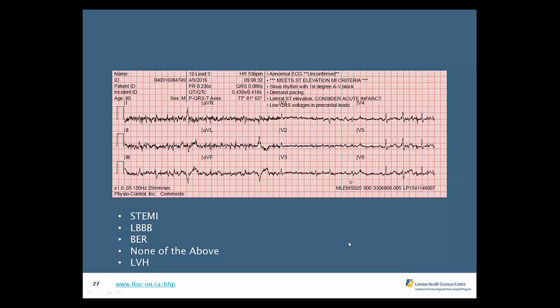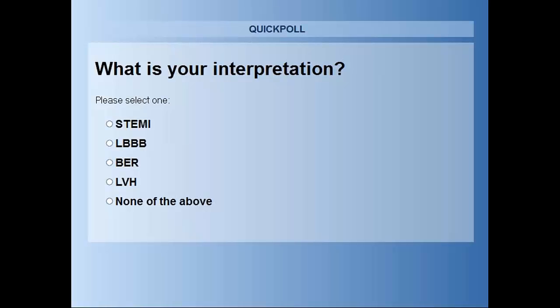Here's the next example we're going to look at, so have a look at that for a few seconds, and then we'll open up the poll and see what our thoughts are on this one. Again, the computer algorithm has identified this as meeting ST elevation MI criteria, along with some other information which it thinks is occurring. It also says demand pacing, which is very interesting.